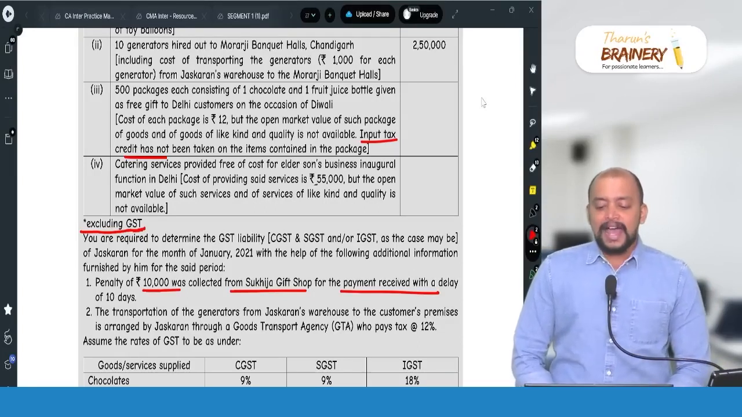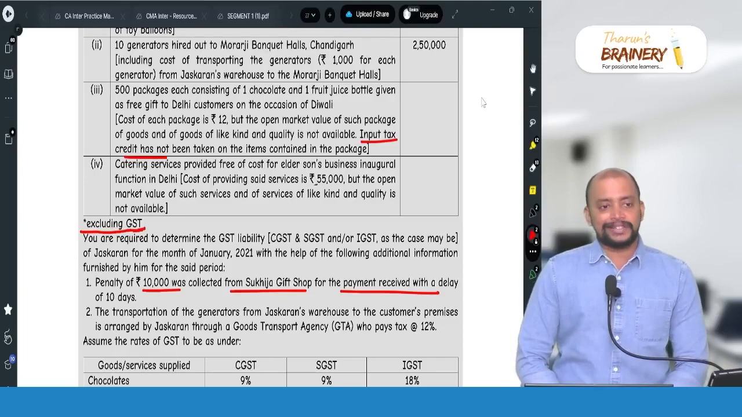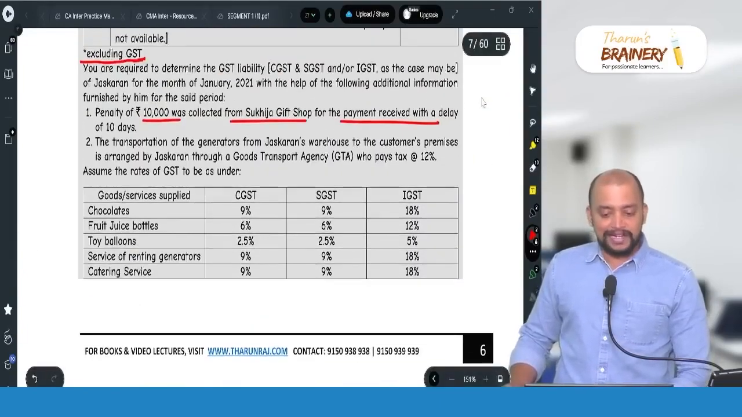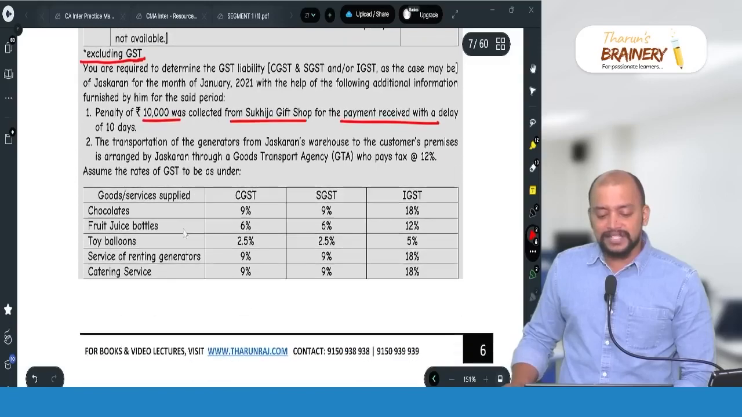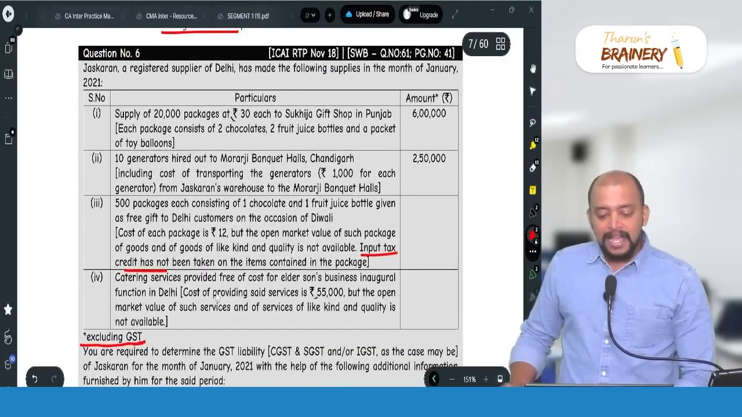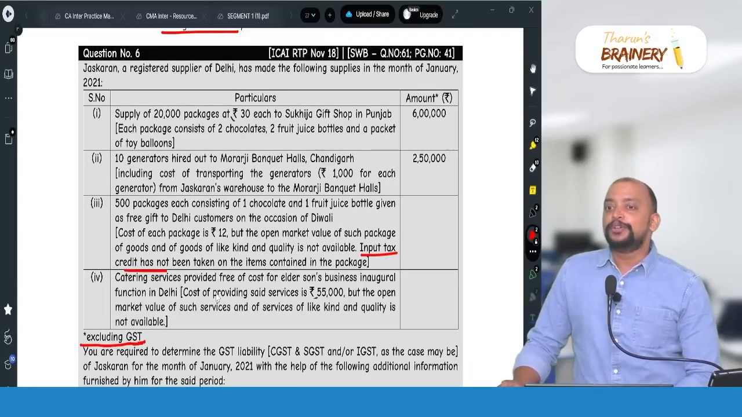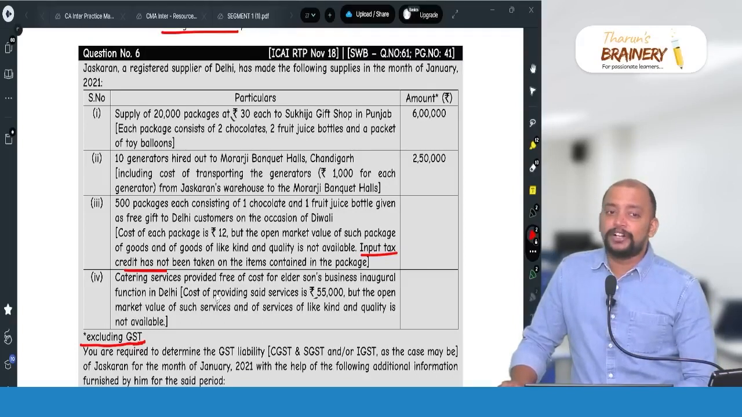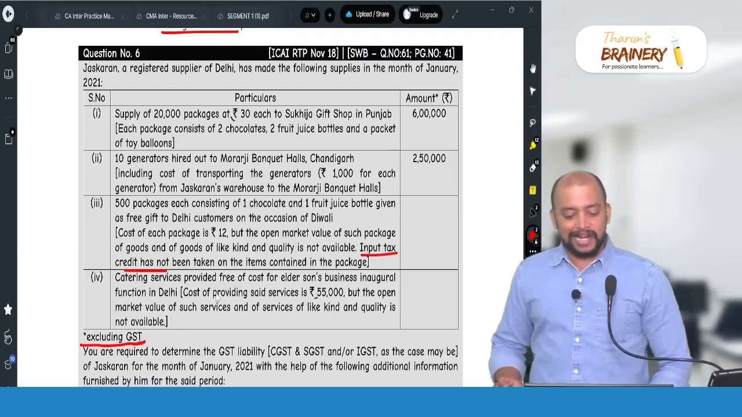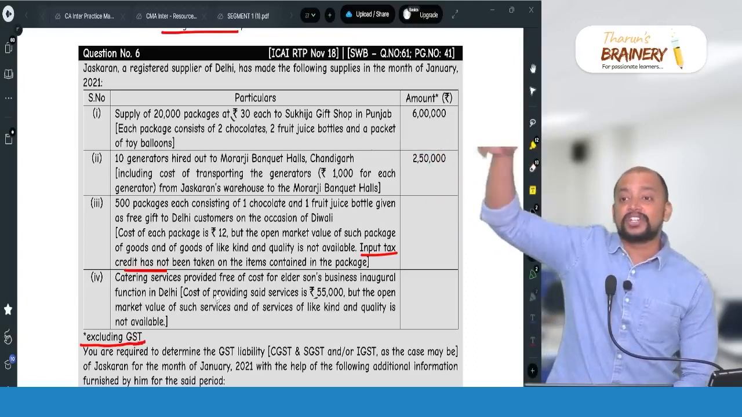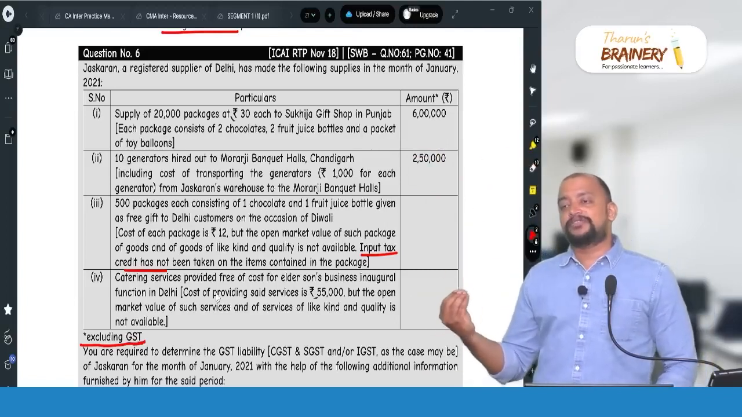And in this case, as open market value and like kind and quality is not available, we are taking cost plus 10%. So 55,000 plus 10%, so 60,500 is taken. For catering services, the rate of GST is 18%. As for location, in case of supply of food services, beauty treatment, etc., we need to take the location where services are actually performed as per section 12 of the IGST Act. In this case, the services are performed in Delhi, inaugural function in Delhi.